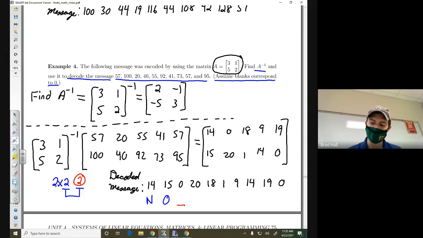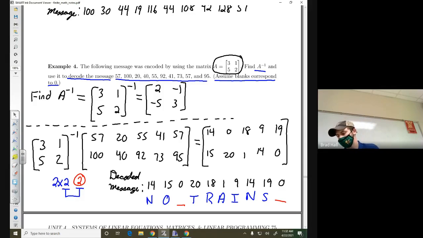And what this ends up coming out to be, it says no trains. That's the message. So that would be the decoded message here. Anytime you decode, your output should be something legible.